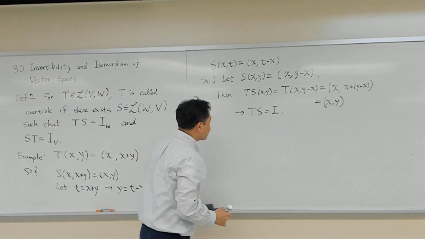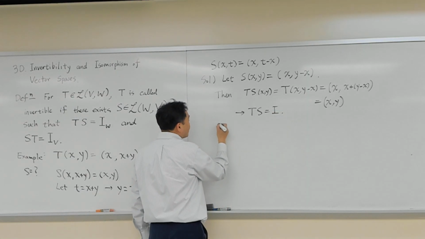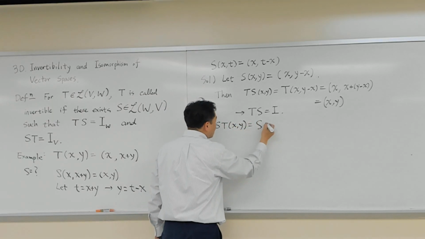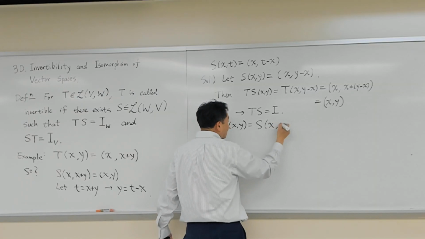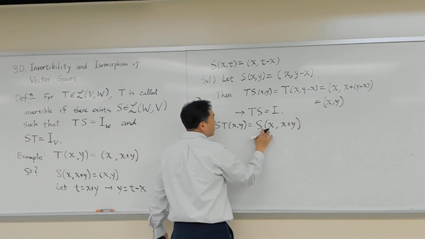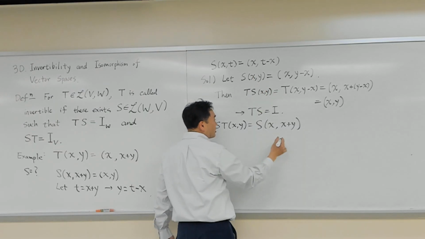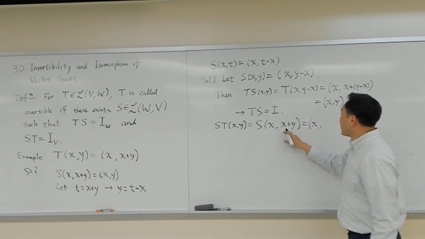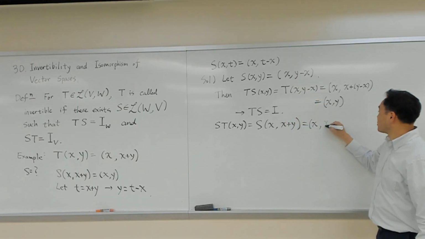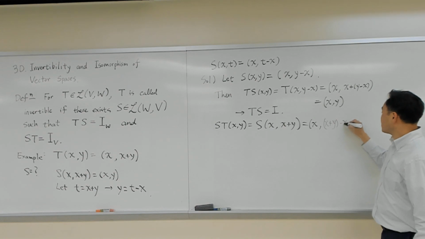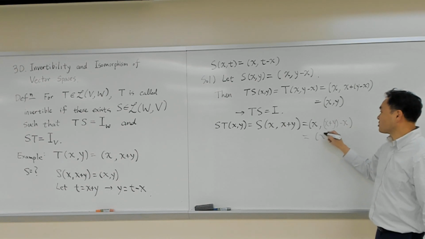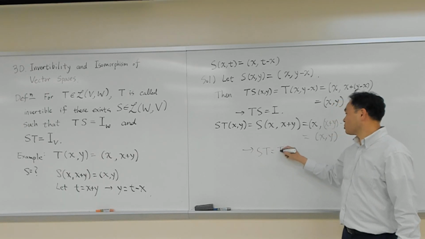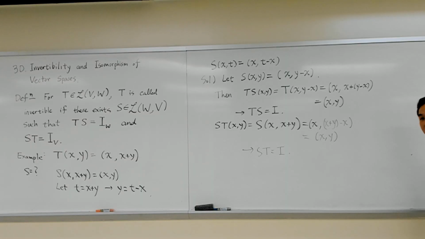Okay. What about reverse? ST of (x, y). Well, T of (x, y) is (x, x plus y), right? Now we plug this into this formula here, so that x is x, so that's okay. But then x plus y becomes y, so x plus y goes into y, subtract x, and again, this is (x, y), so that tells you that ST is equal to identity as well. Okay.